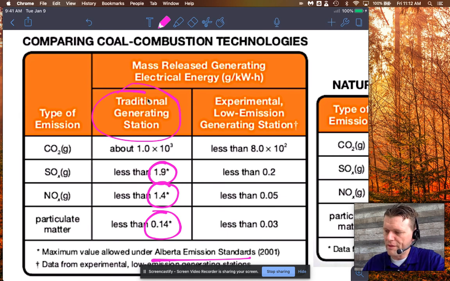You can see it went from 1,000 here down to 800. Okay, this is 1,000, 1 times 10 to the third, to 800. So that's a bit of reduction, a 200 gram reduction. But hey, over a long period of time, that's a substantial amount of CO2 removed.